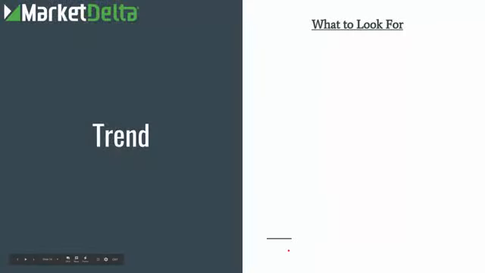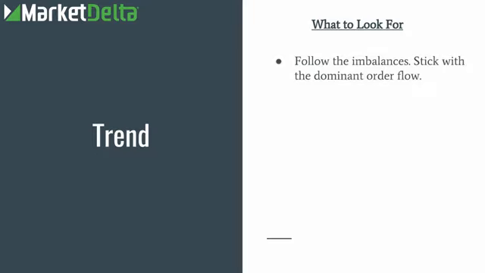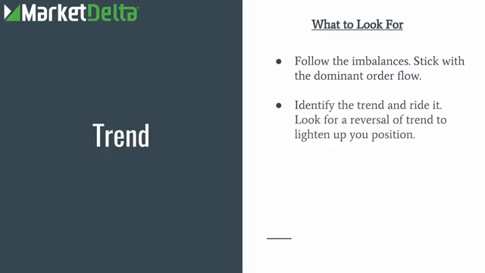All right, so those were a couple reversals. Let's look at a trend and how the imbalance footprint can be helpful in a trend. So some of the things we want to look for, I just say follow the imbalances, stick with the dominant order flow. And you're going to see some examples of that. You want to identify the trend and you want to ride it, right? So the trend is your friend.